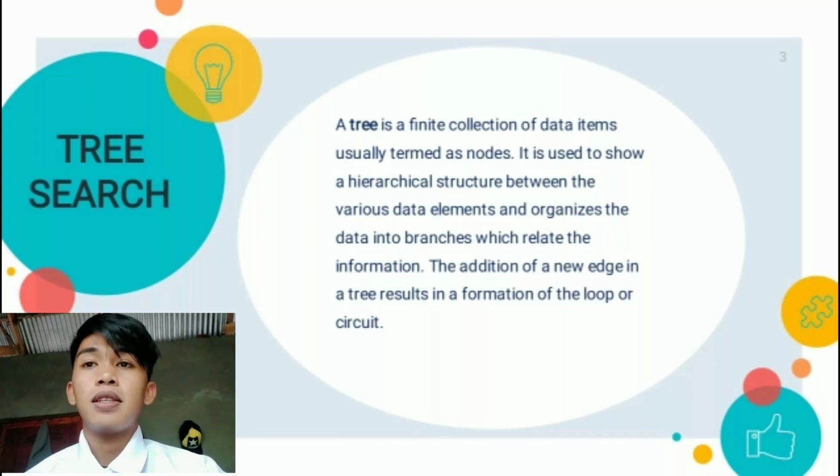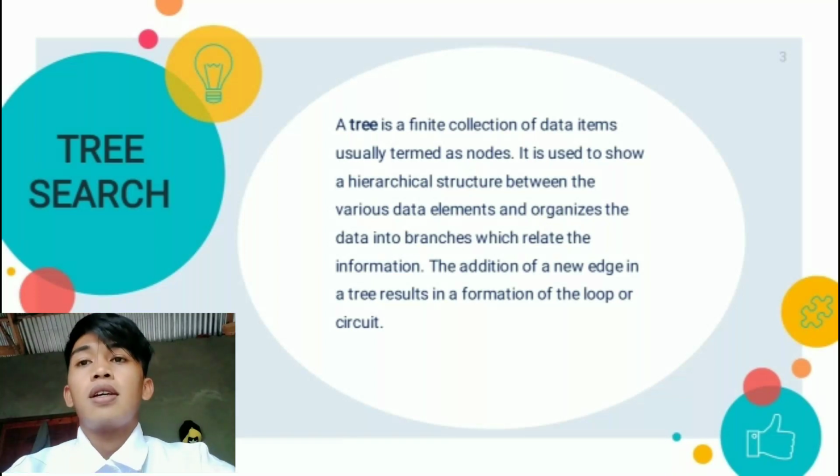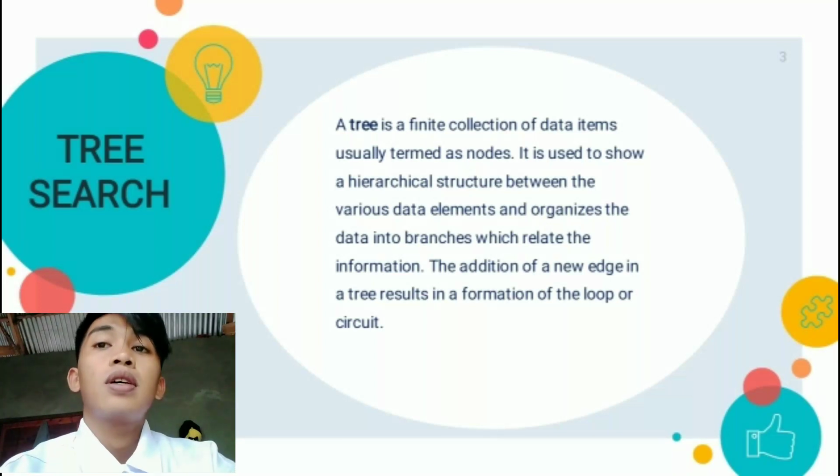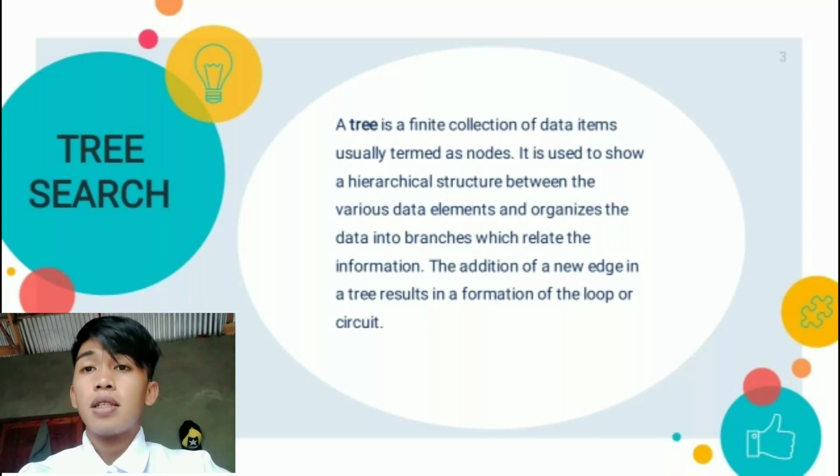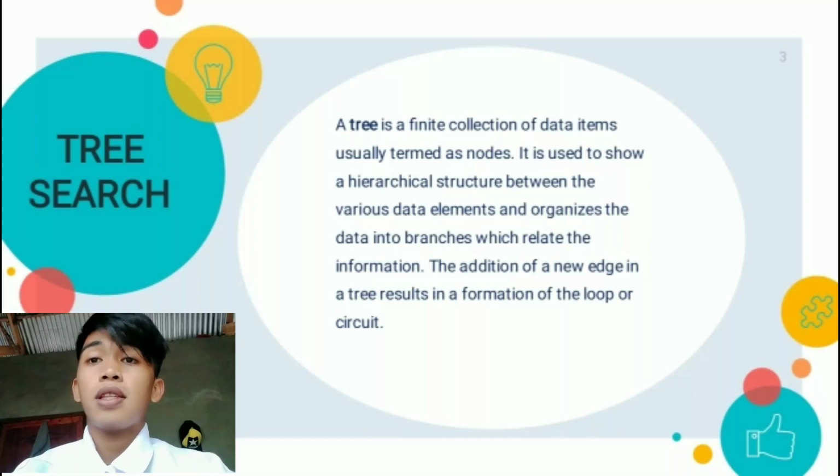Okay, so next is tree search. A tree is a finite collection of data items usually termed as nodes. It is used to show a hierarchical structure between the various data elements and organizes the data into branches.